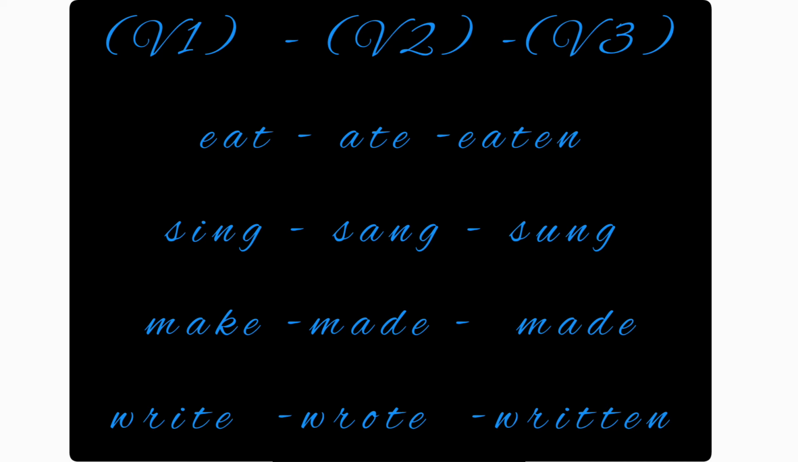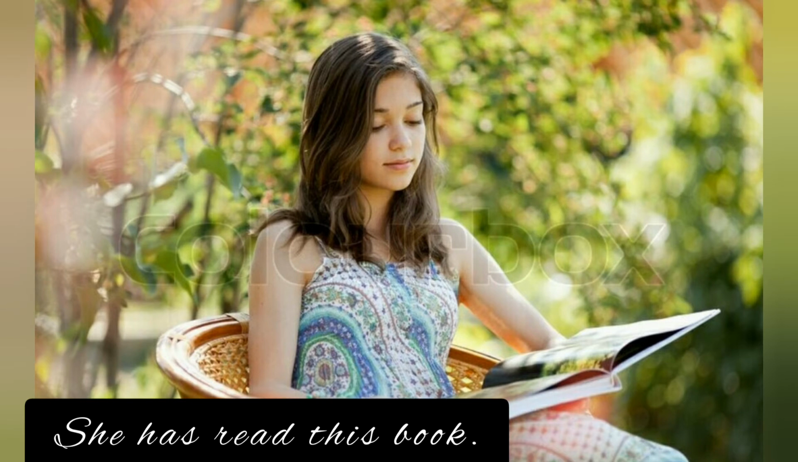Is it okay, children? Now, let us look at some examples in sentences so that your concept will be clear. The first one is, she has read this book. She is the singular subject. So, which is the verb we will use? Has. And the verb 3, read. Verb 1, read, read, read. Certain words have the same spelling in all three forms. One of them is read.